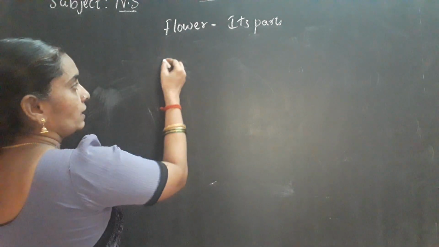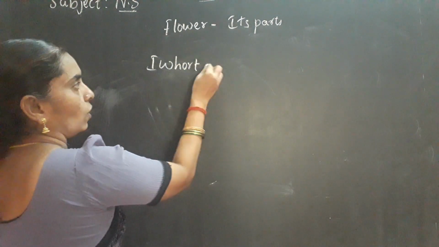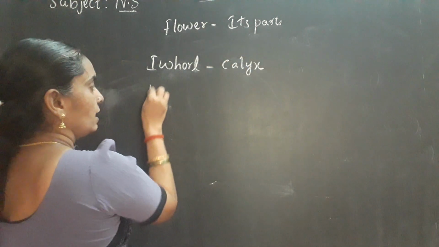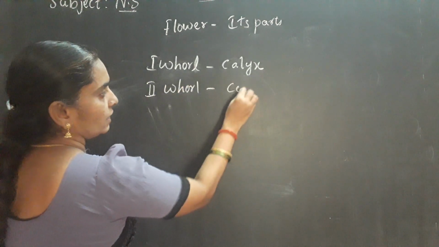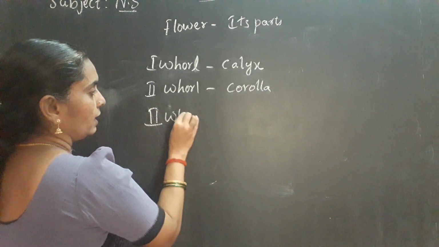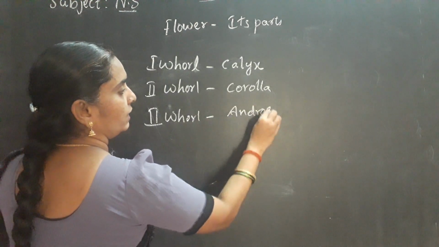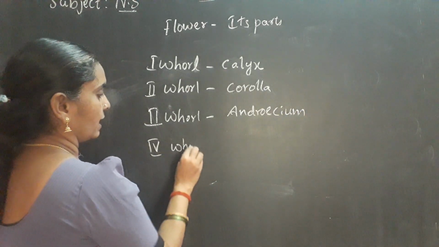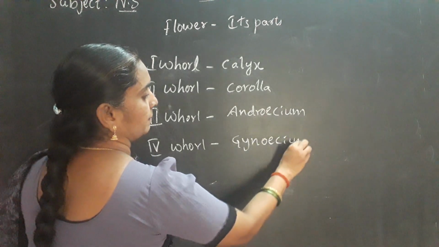So a flower contains 4 whorls. The first whorl is called calyx. What is the first whorl? It is called calyx. And the second whorl is called corolla. What is it called, children? It is called corolla. The third whorl is called androecium. The fourth whorl is called gynoecium. What is it called? Gynoecium.